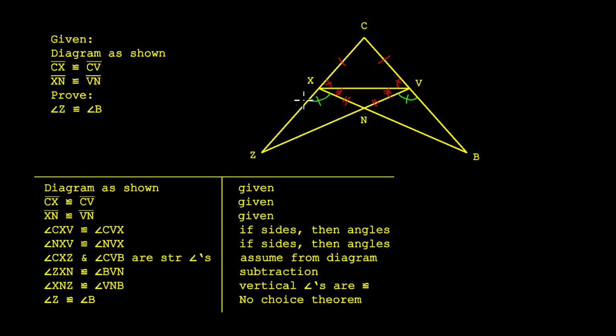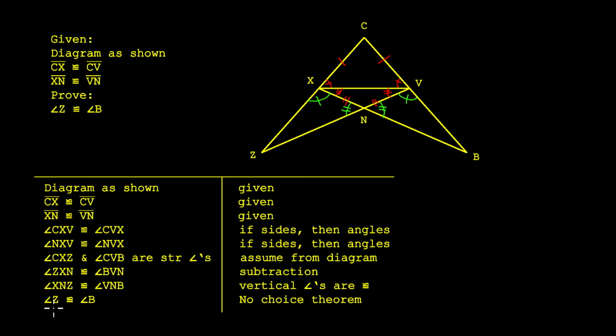We have straight angles here and here, and then we were subtracting these two congruent angles and these two congruent angles from the straight angles, resulting in congruent angles. So next, angle XNZ is congruent to angle VNB because vertical angles are congruent. So angle XNZ over here is congruent to angle VNB over here.